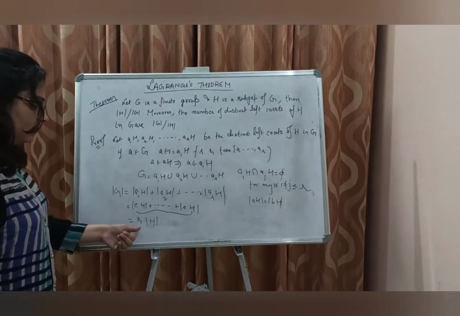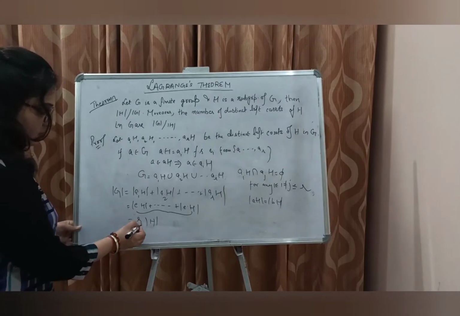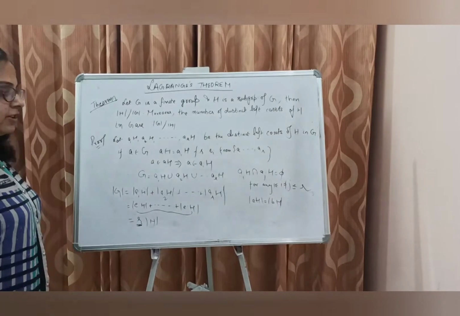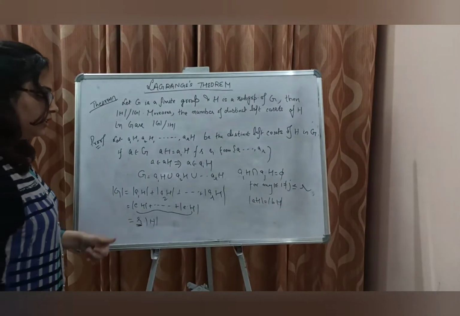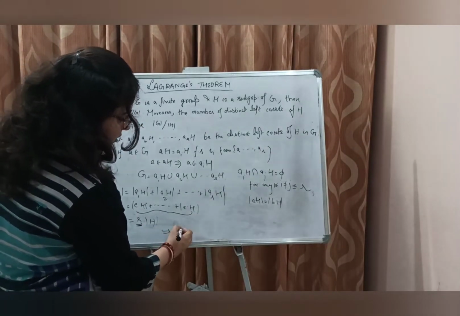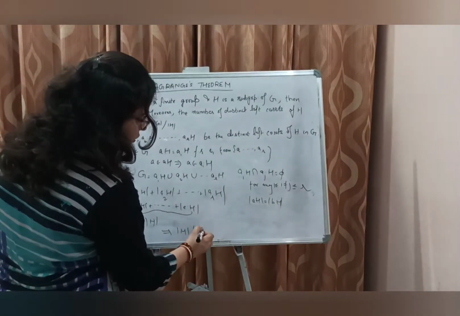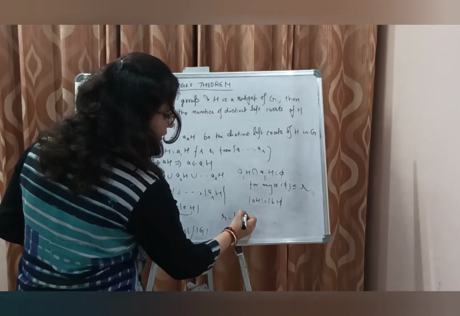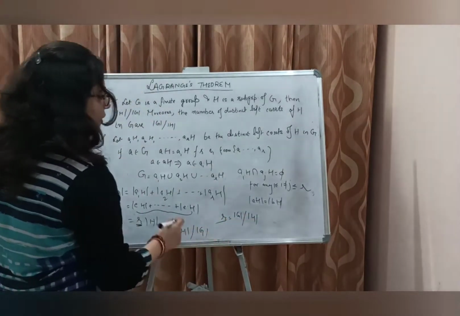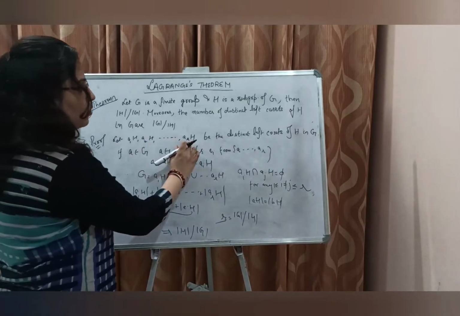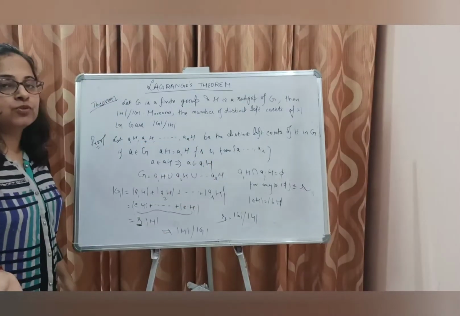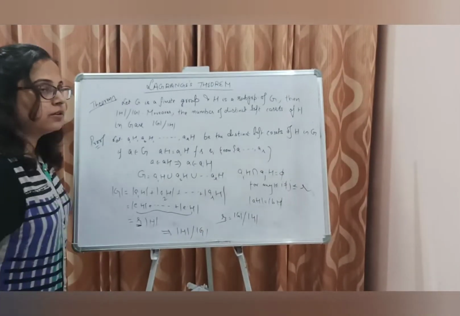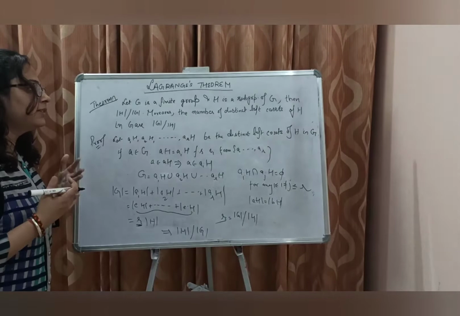So now order of G is order of H into some number. Now what is this R? R was the number of distinct left cosets of H in G. So this implies order of H divides order of G. Also R is order of G by order of H. Now what was R? A1H, A2H, A3H so on up till ARH, the distinct left cosets of H in G we assumed. Those were R, and R value is order of G by order of H. So this proves Lagrange's theorem.